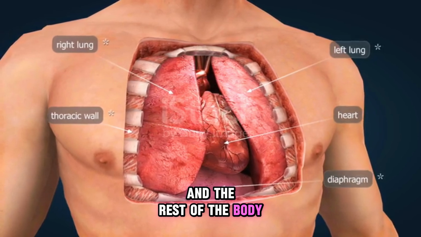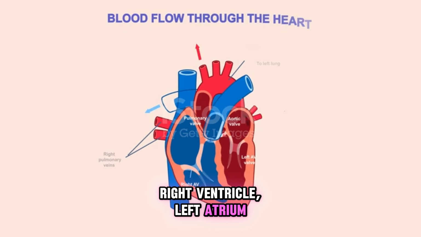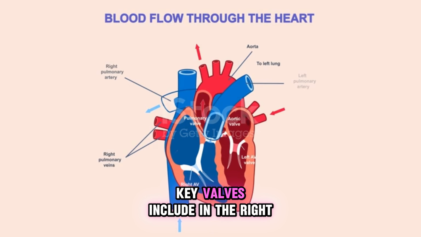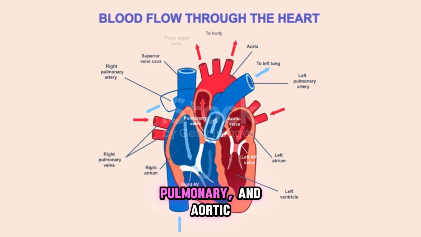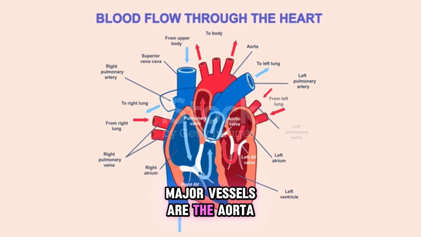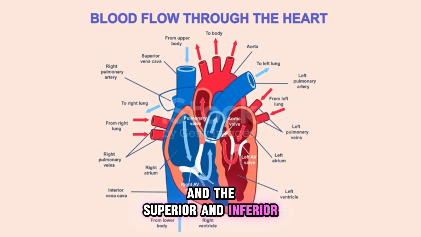The heart has 4 chambers: right atrium, right ventricle, left atrium, and left ventricle. Key valves include, on the right side, the tricuspid, on the left side, the mitral, plus the pulmonary and aortic valves. Major vessels are the aorta, pulmonary arteries and veins, and the superior and inferior vena cava.